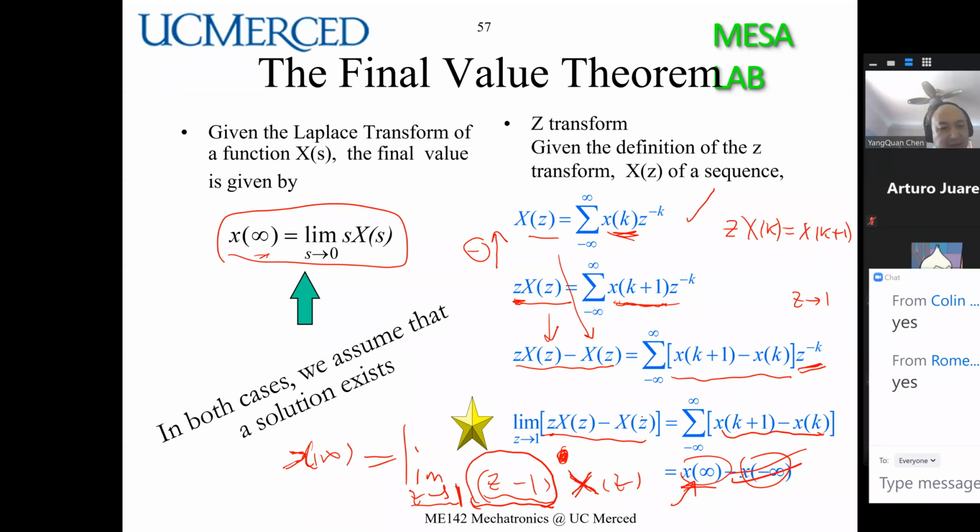This is especially true for the one-sided case, because here minus infinity is 0 and only positive infinity remains. Compare this one to this one, it is also different. It's not z, it's z minus 1 times X(z). So the final value theorem is different.